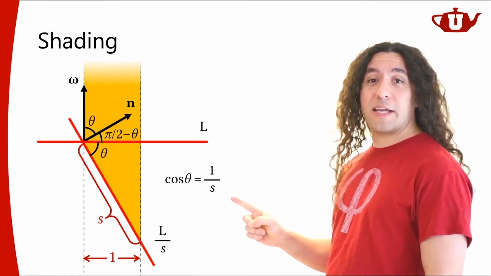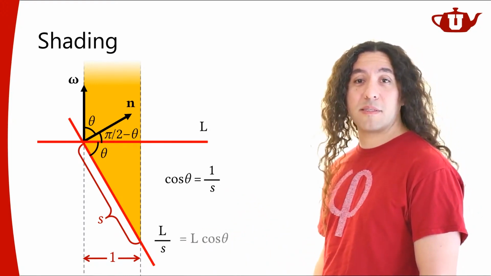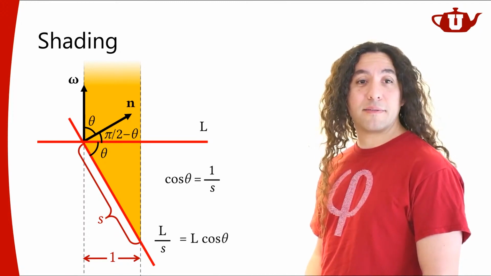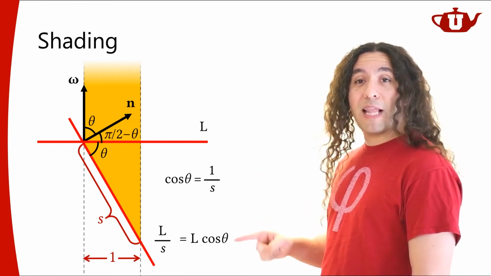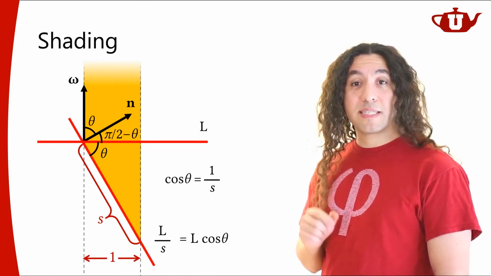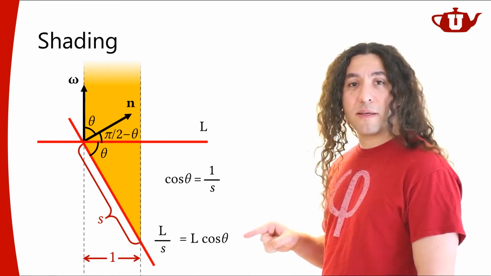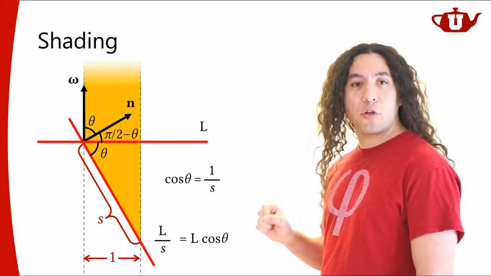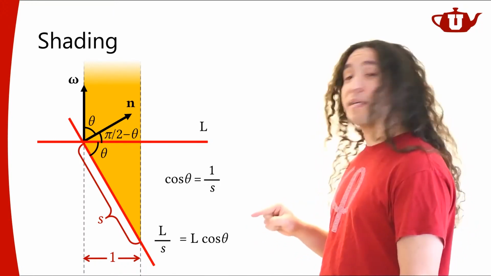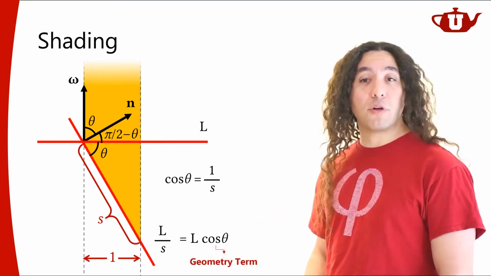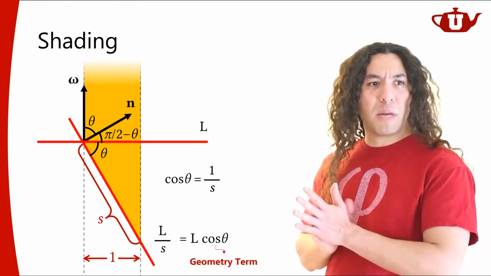And if cosine theta is 1 over S, and I want to get this quantity, that quantity becomes L cosine theta. All right? So from this, I can see that the amount of light I receive on the surface scales based on cosine theta. That's going to determine the amount of light per unit area that I'm going to get on the surface, this cosine theta. And we call this cosine theta the geometry term. And that's going to show up in our shading equations and much later too.